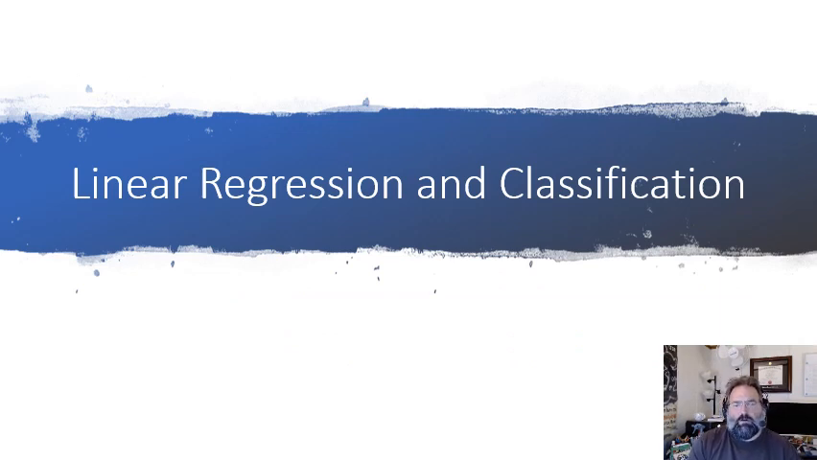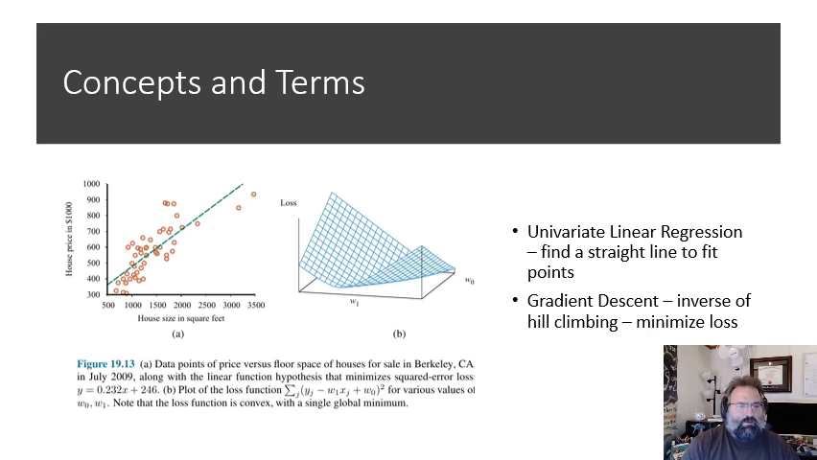Moving on to linear regression and classification. So basic concepts here. A univariate linear regression is a single variable, and you're drawing a line. That's literally what you're doing. So you're trying to find a line that fits points the best.